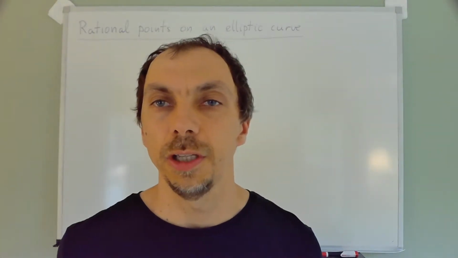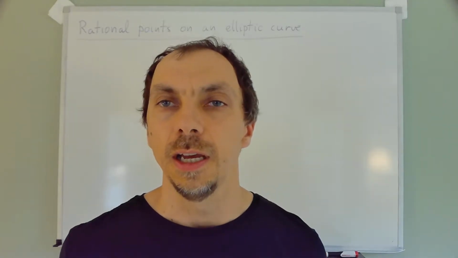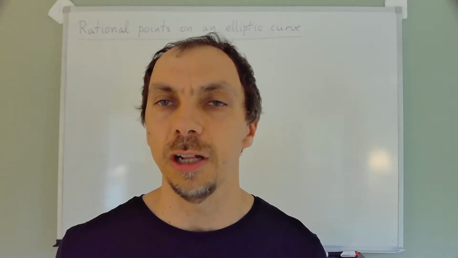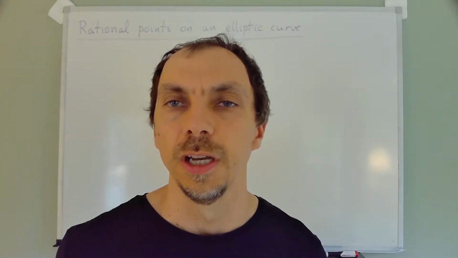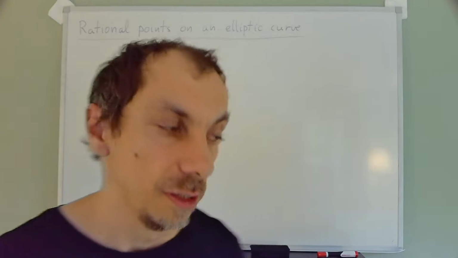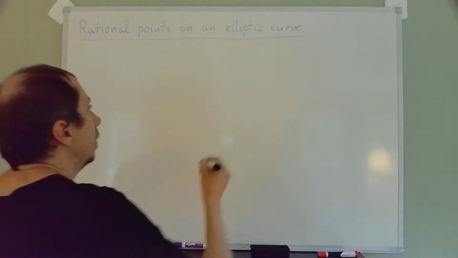So last time you've seen how to add 2 points on an elliptic curve graphically. Let's now do this algebraically. Actually, let's compute the coordinates of the sum of the points given the coordinates of the 2 points. So let's start with the picture again.